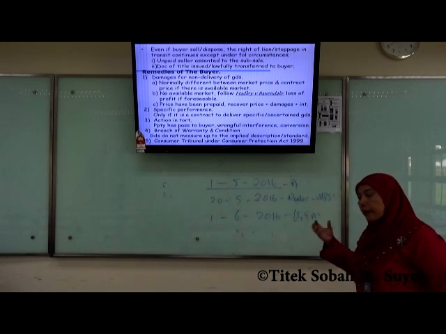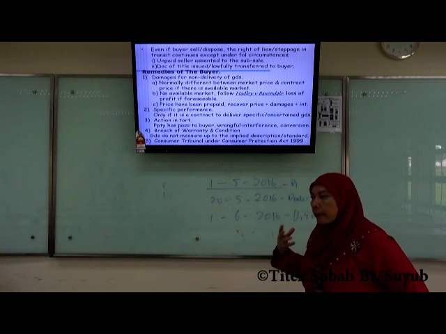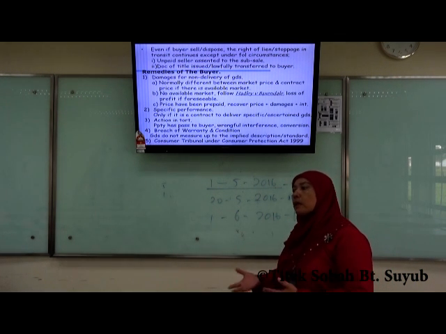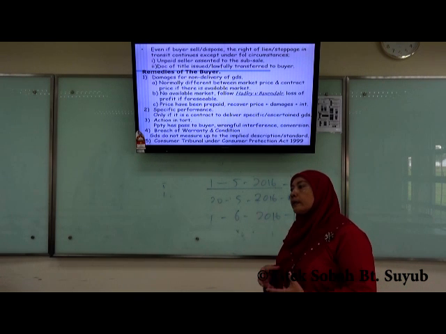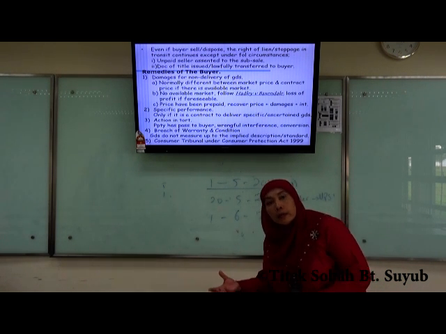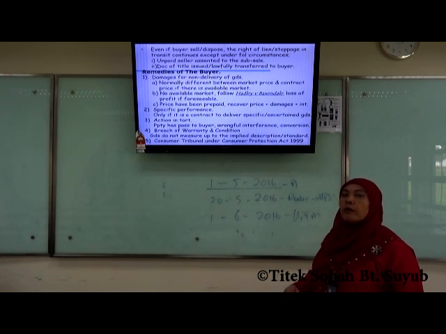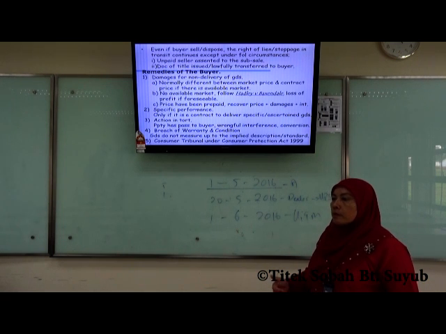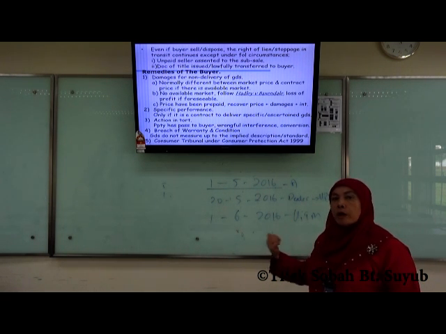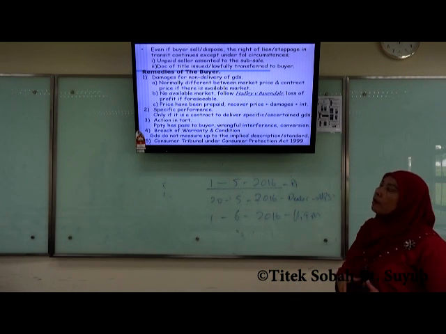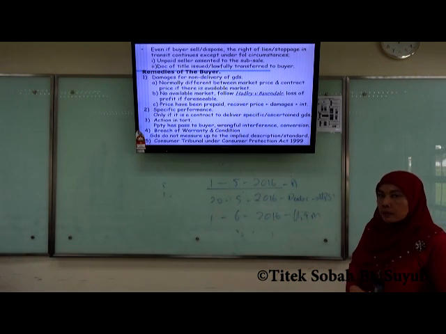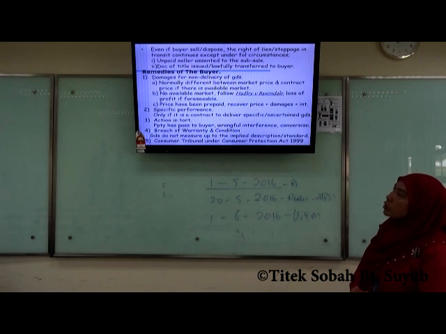This is remedies of the buyer. Just now we were discussing the remedies of the seller. The remedies of the buyer are what can be done by a buyer if there is a breach of contract on the part of the seller, for example because the seller refused to deliver the goods. So the first remedy, the common remedy, is damages, ganti rugi, compensation.